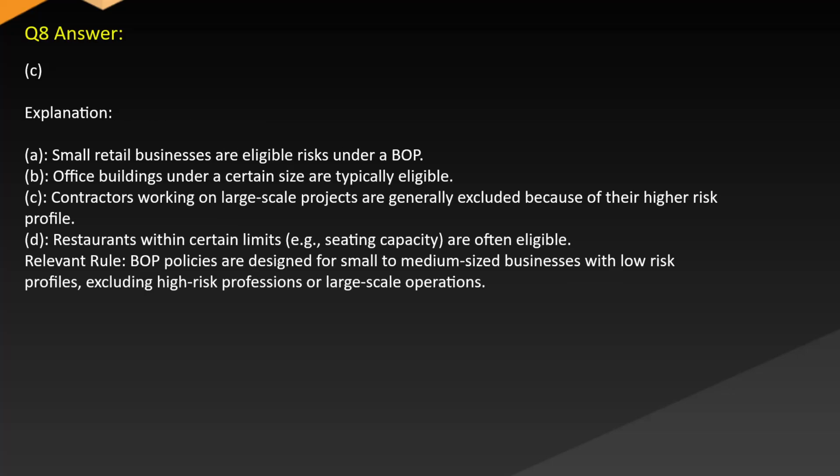Answer C. Explanation. A. Small retail businesses are eligible risks under BOP. B. Office buildings under a certain size are typically eligible. C. Contractors working on large-scale projects are generally excluded because of their higher risk profile. D. Restaurants within certain limits, e.g. seating capacity, are often eligible. Relevant rule. BOP policies are designed for small to medium-sized businesses with low-risk profiles, excluding high-risk professions or large-scale operations.